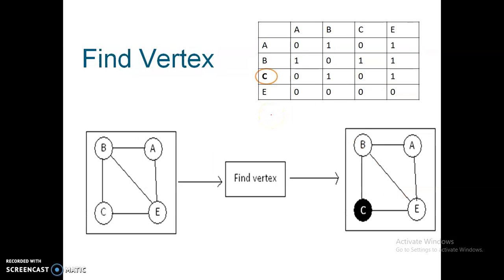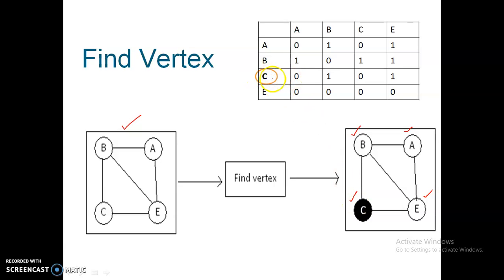Next, finding a vertex. There is a graph with 4 vertices, A, B, C and E, and now I want to find out whether the required vertex is there in the graph or not. For that we can traverse and check each and every vertex, whether it is our required vertex or not. We'll start from B and check B with the required vertex. If it is not matching, we'll go for the next vertex. If that is also not matching, we'll go for the next one. Finally, this one matches our required vertex.